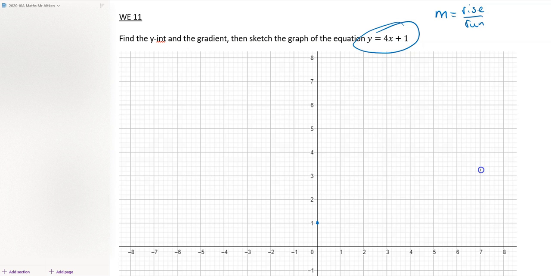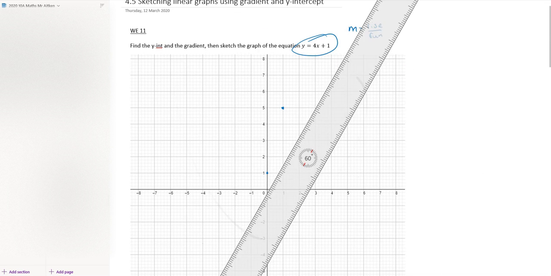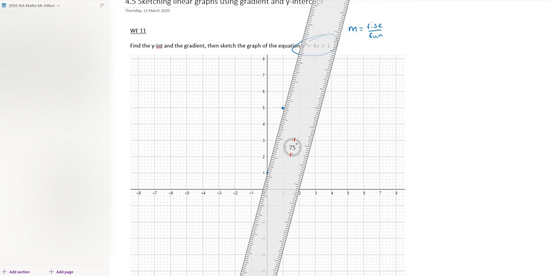And then what happens? Sorry? Yep, say it again. Up 4 and across 1. That's exactly it. So I'm literally going to go there. I'm going to go up 4, 1, 2, 3, 4, and across 1. And there's my second point. So 1, 2, 3, 4, across 1. I now have 2 points, and that's all I need for a linear equation or a linear graph. And I can use my ruler to try and line up between those 2 points.